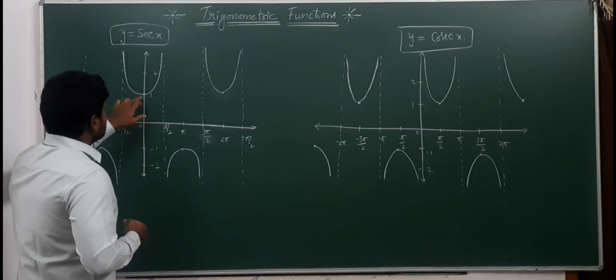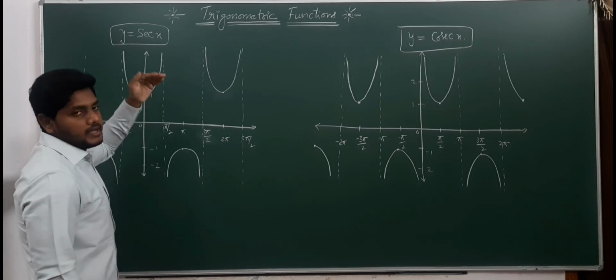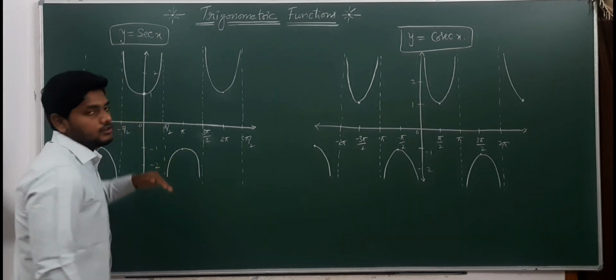First we know that secant 0 value is 1. Why? Because secant is nothing but 1 by cos. Cos 0 is 1.